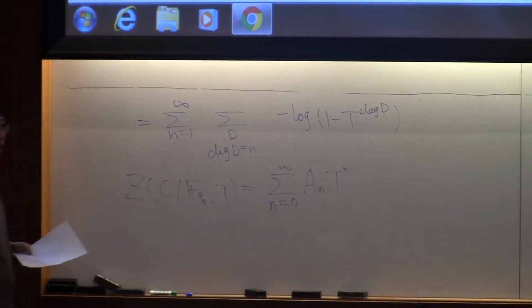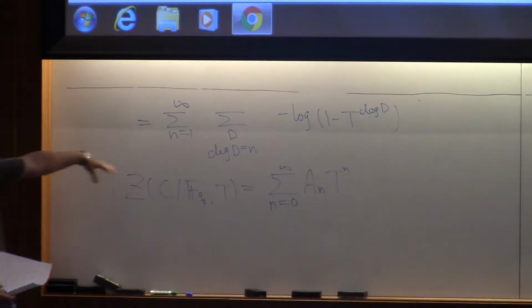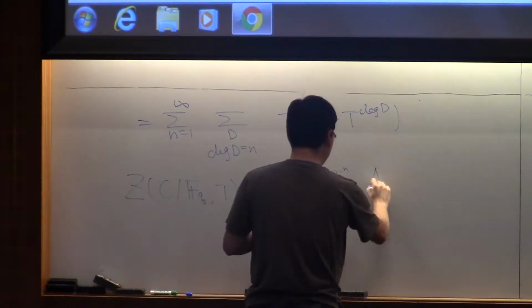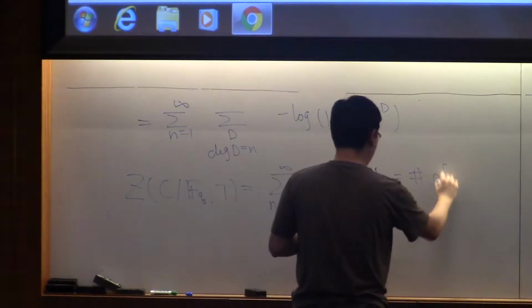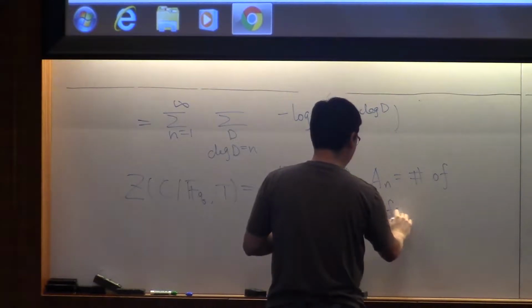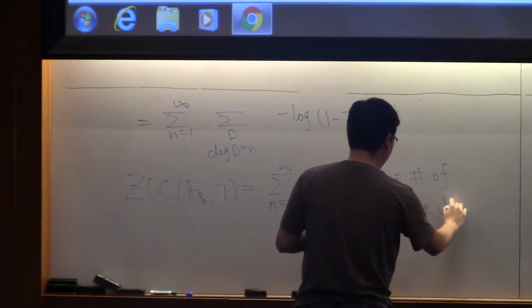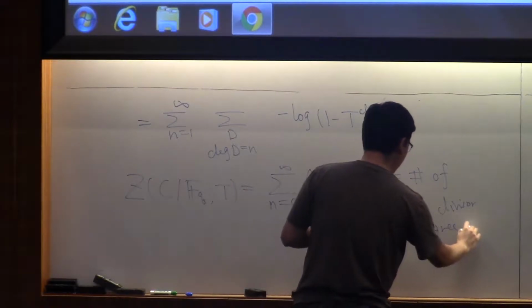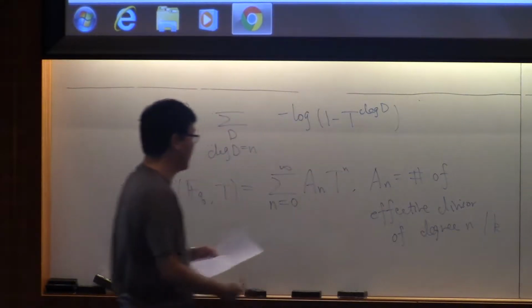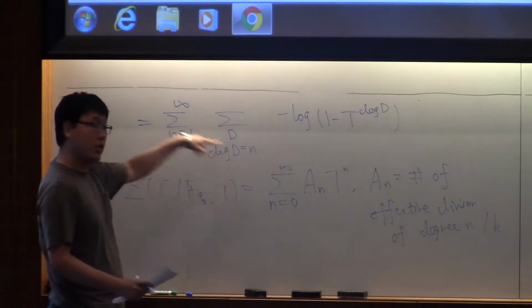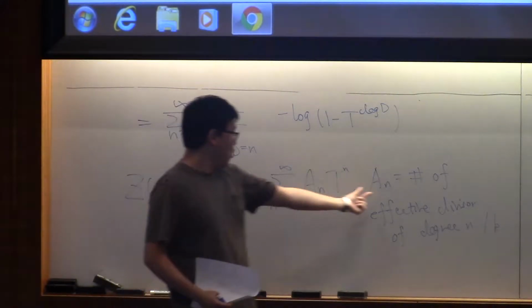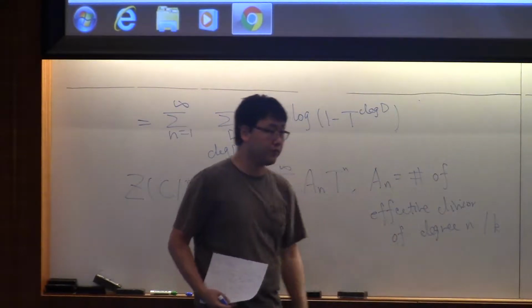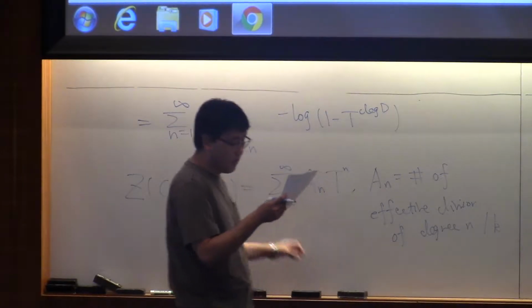Just from the equalities I just erased, we know that the zeta function is a formal power series with this a_n, where a_n is the number of effective divisors of degree n defined over the base field k. So if we want to compute the zeta function, it is equivalent to compute the number of effective divisors of given degree over the base field k.